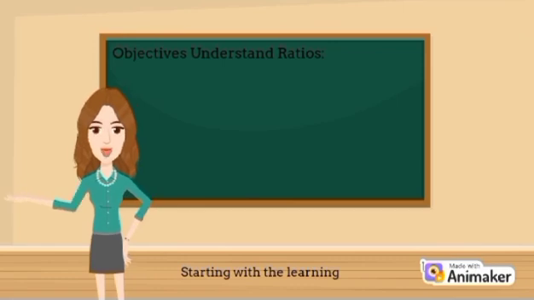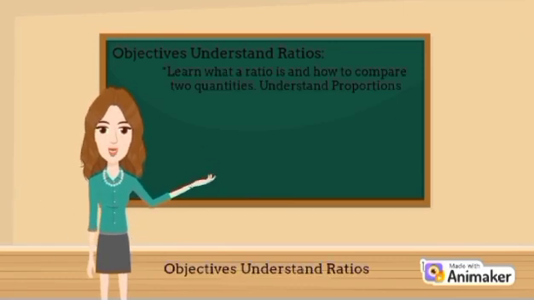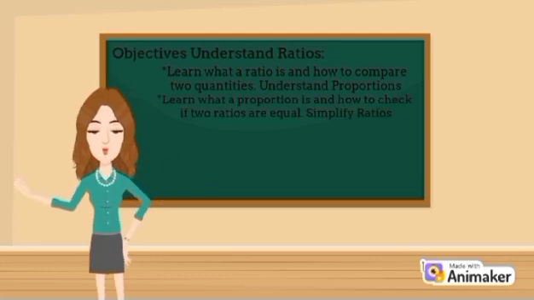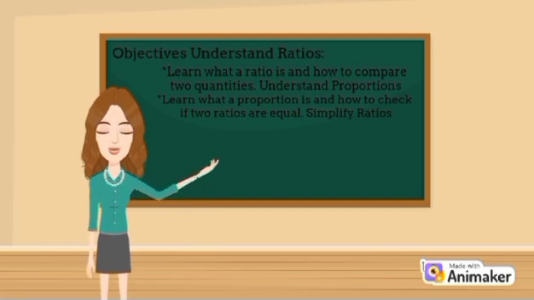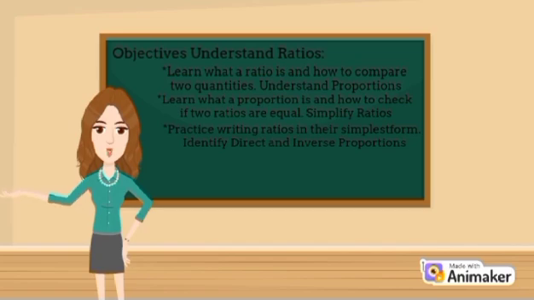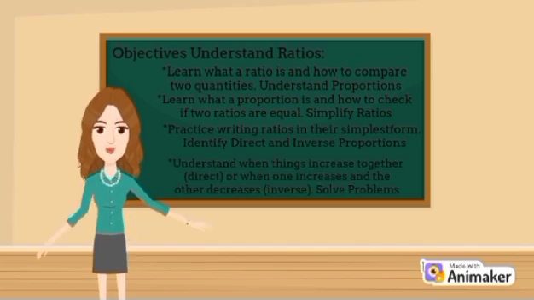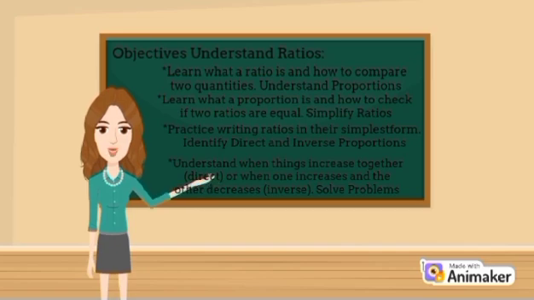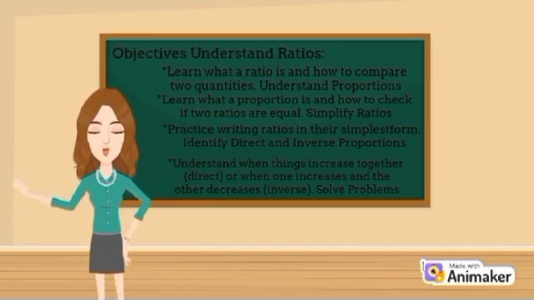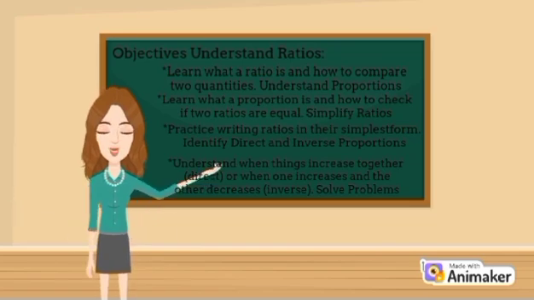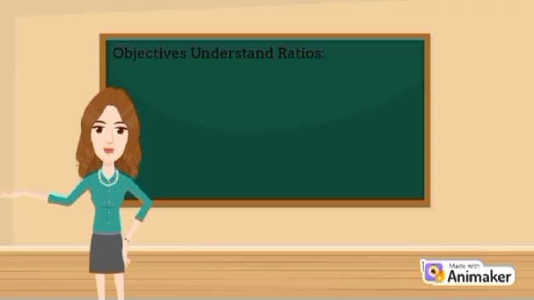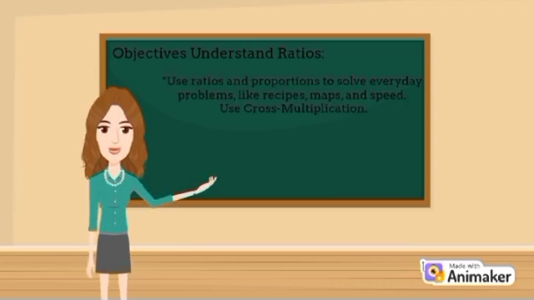Starting with the learning objectives. Understand ratios: learn what a ratio is and how to compare two quantities. And proportions: learn what a proportion is and how to check if two ratios are equal. Simplify ratios: practice writing ratios in their simplest form. Understand when things increase together, direct, or when one increases and the other decreases, inverse. Solve problems: use ratios and proportions to solve everyday problems like recipes, maps, and speed.